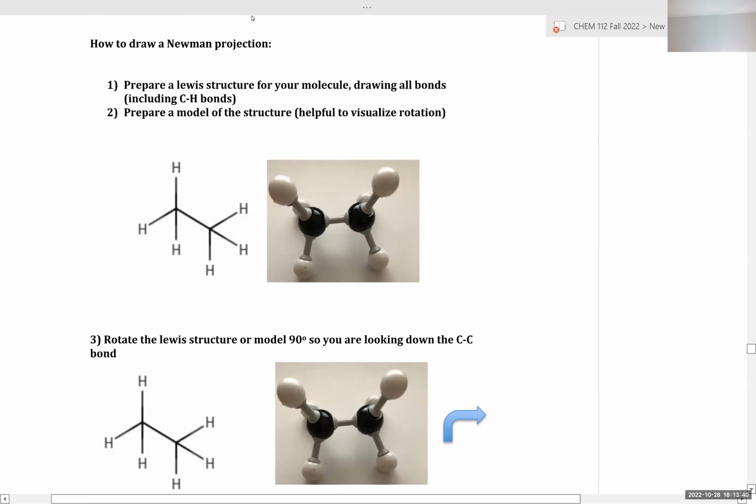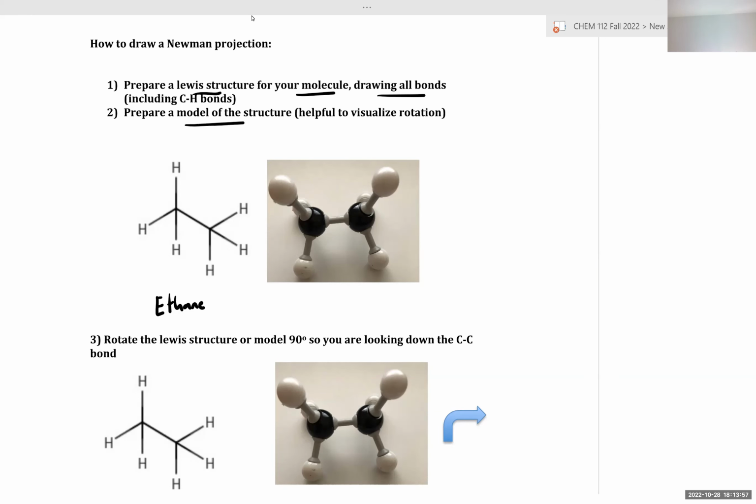So how do we draw a Newman projection? First, we prepare a Lewis structure for our molecule, drawing all bonds. So in this case, we're looking at the Lewis structure for ethane. And to help us draw a Newman projection, we're going to use our model kit, and we're going to prepare a model of our structure. So here, shown on the camera, is a model of ethane.